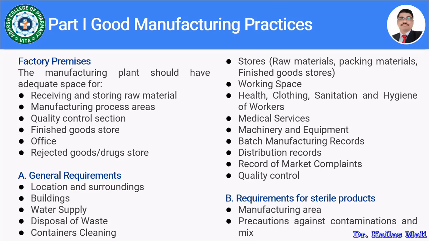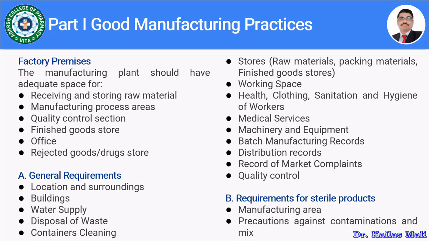It should provide the manufacturing process areas. There should be sufficient space for the manufacturing of the ASU drugs. There should be a quality control section in order to check the quality of the raw material and the finished product. There should be a finished goods store, which is separated from the raw material store. Then space should be provided for the office, and the last space is for the rejected goods and the drug store.